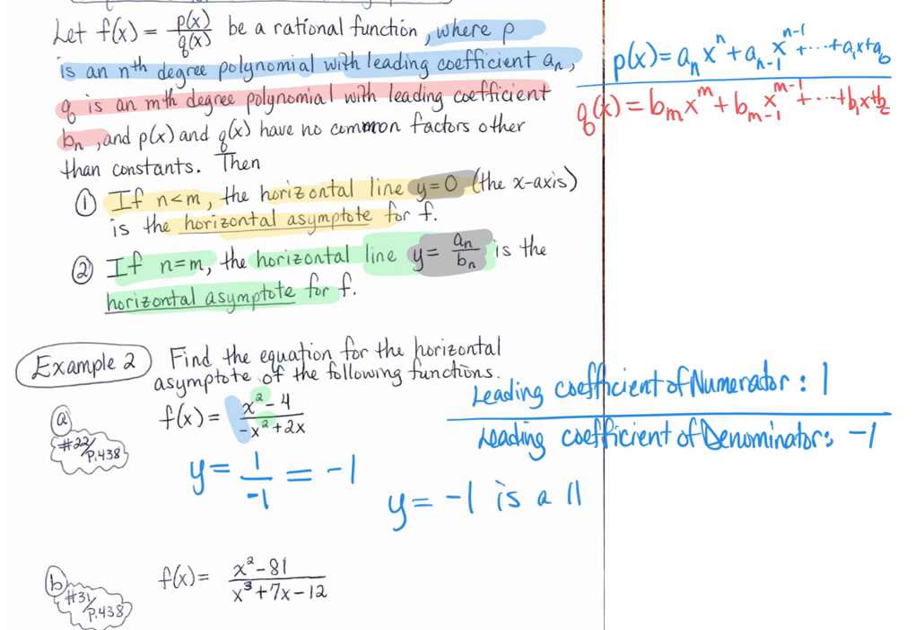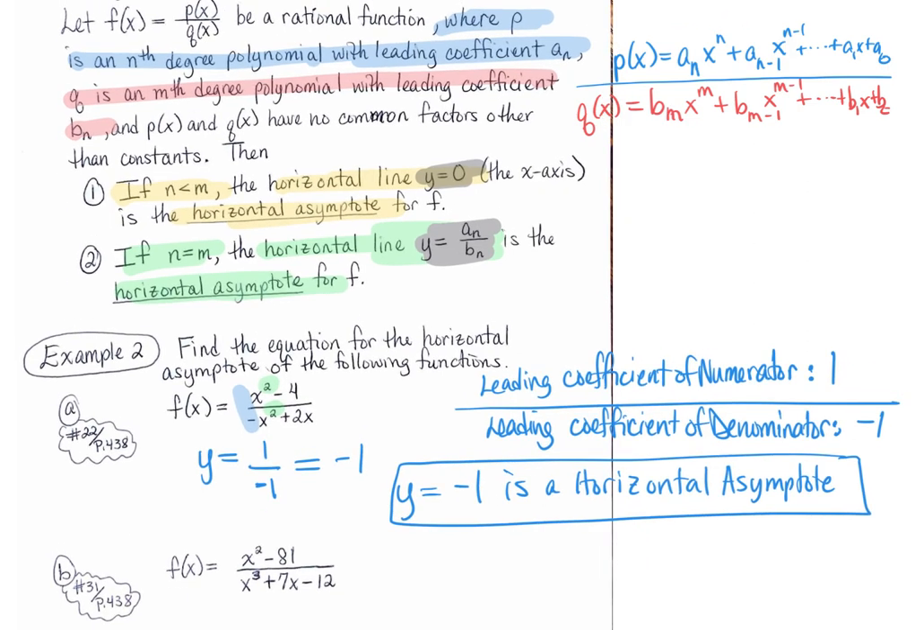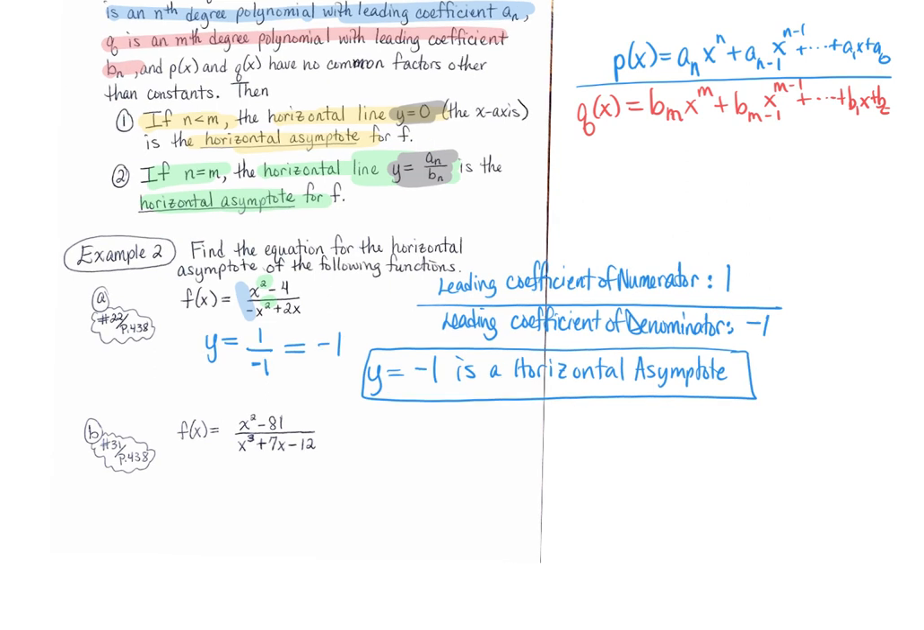So all of that to say y equals negative 1 is your horizontal asymptote. If the degree of your numerator and the degree of your denominator are the same, then your horizontal asymptote is y equals the leading coefficient of your numerator over the leading coefficient of your denominator. If your numerator has degree less than your denominator, then what's your horizontal asymptote? Y equals 0.